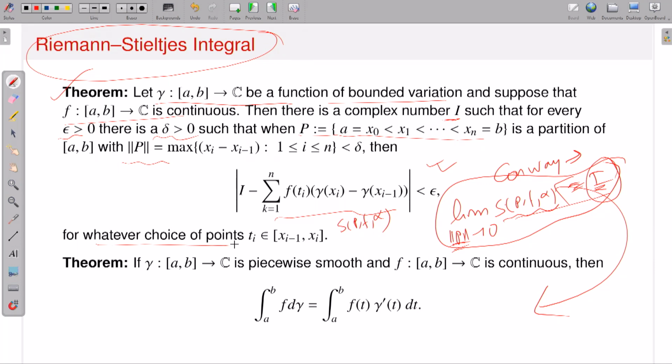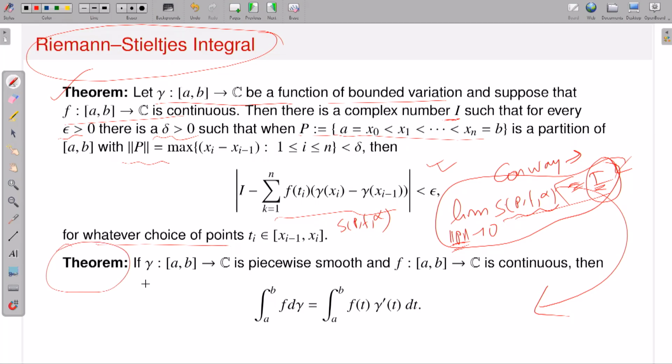You can take it as a theorem, or you can prove it. In fact, one can prove that if my function is continuous and gamma is a function of bounded variation, then this limit always exists. Therefore my function is Riemann Stieltjes integrable with respect to a function of bounded variation gamma. Okay. This is another connection with Riemann integration.